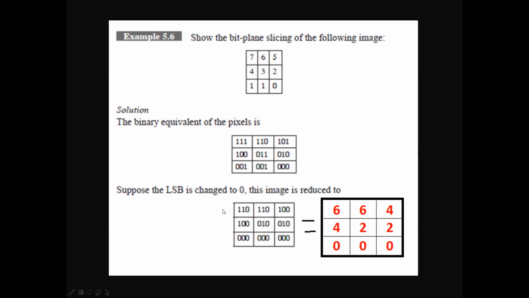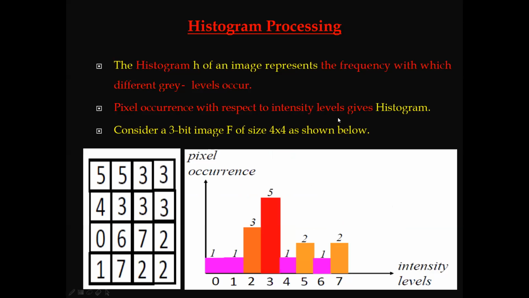So if we change the LSB, see how the image is changed. The image is changed into 664 422 000. But actually the image is 465 432 110. So bit transformation leads to transformation of an image.